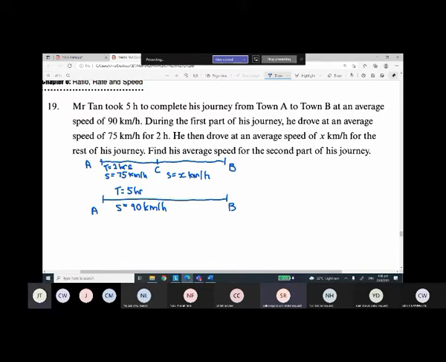The answer is 100 kilometers an hour? The answer is 100, so I'm going to put it down first. The answer is 100 kilometers an hour. Anyone else also got this 100? I also. You also 100. Okay, very good. So let us look at this. How do you do this? Everybody try first, and we look at this.